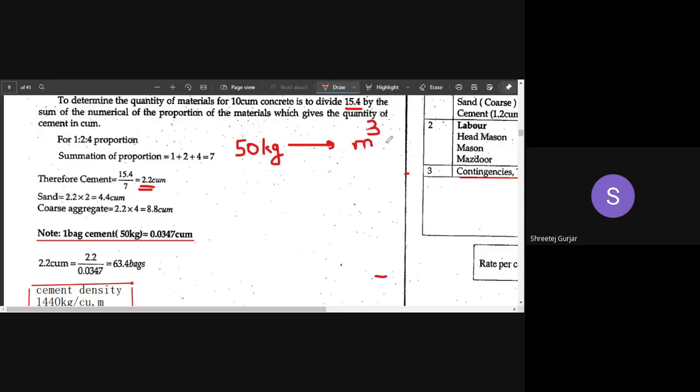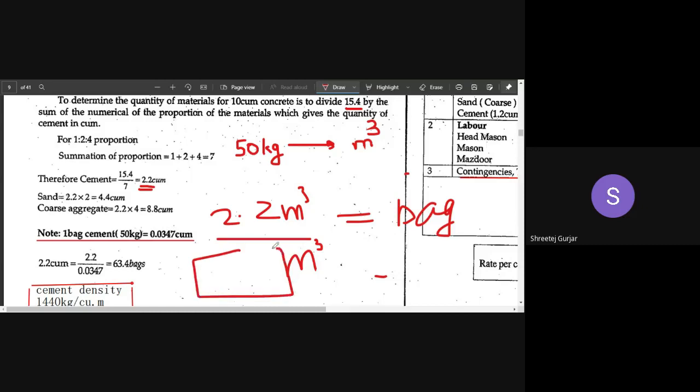How can we do this conversion, kg to meter cube? We have to divide 2.2 by some value, then we will get it in bags. This is in meter cube, hence we have to divide by the meter cube per bag. What is the meter cube of cement available in one bag? One bag we know has 50 kgs. So what is that in meter cube? 50 kg of cement, convert it to meter cube.